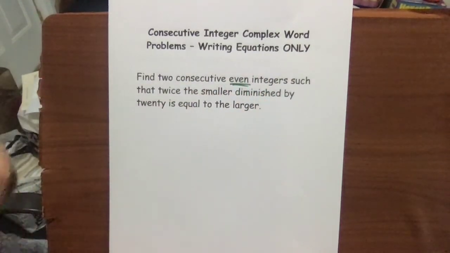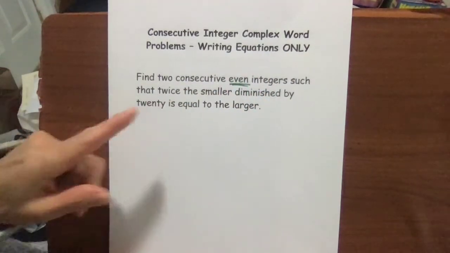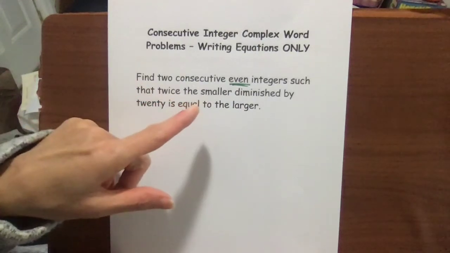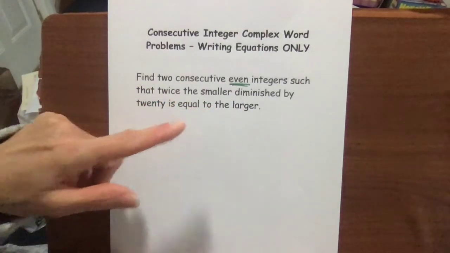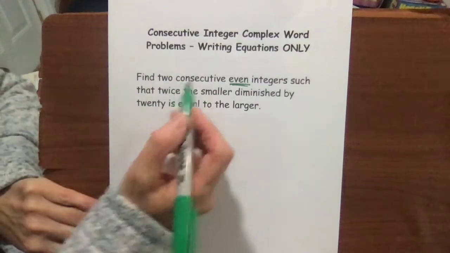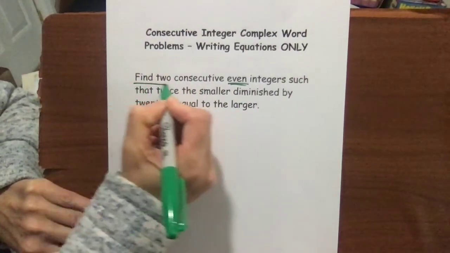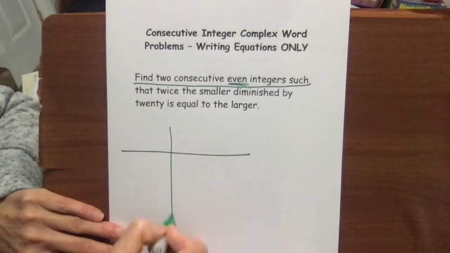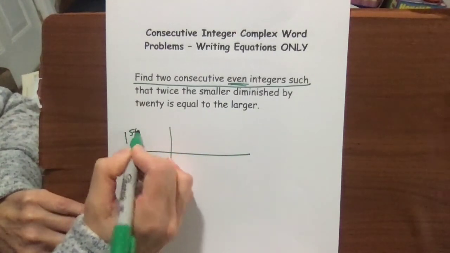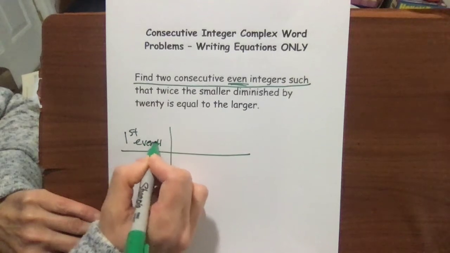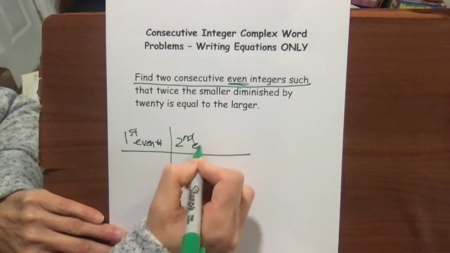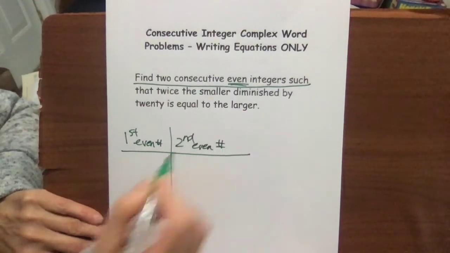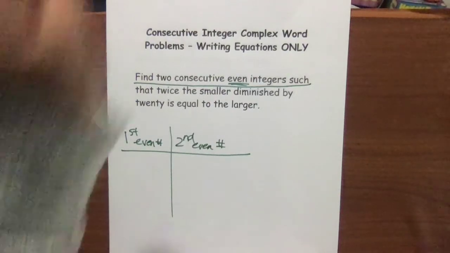So from our last lesson, we're going to look at that again. Such that twice the smaller one, diminished by the 20, is equal to the larger. So first, forget about all the rest of this. We really want to focus on the two consecutive even integers. So immediately set up a table. And it's the first even number and the second even number.